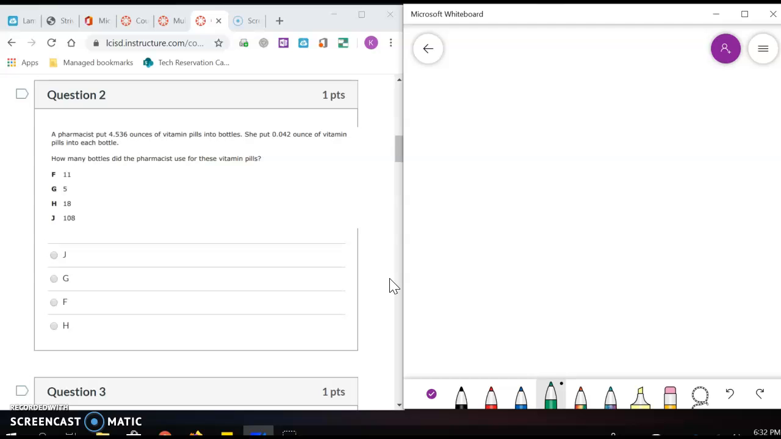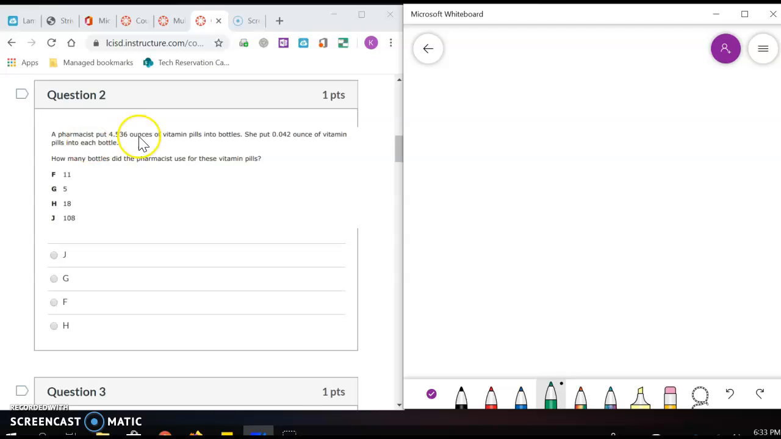We have 4.536, or 4 and 536 thousandths of an ounce of pills, and those are being divided up into 0.042, or 42 thousandths of an ounce in each bottle. Now that is a really small amount. It's pretty unrealistic, but this is a STAR test question, so that's what you get. And we are trying to figure out how many bottles the pharmacist had to use.